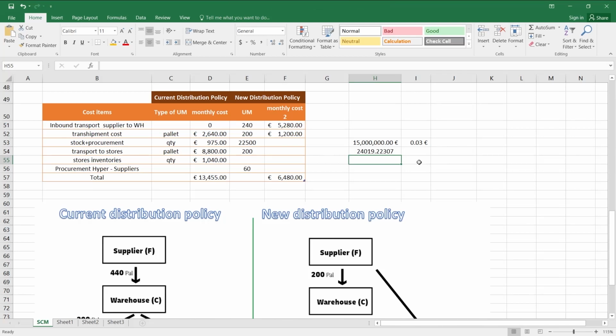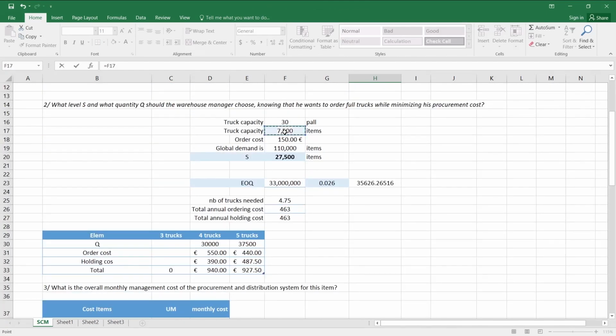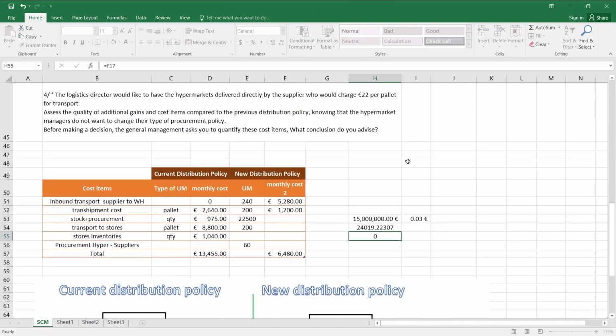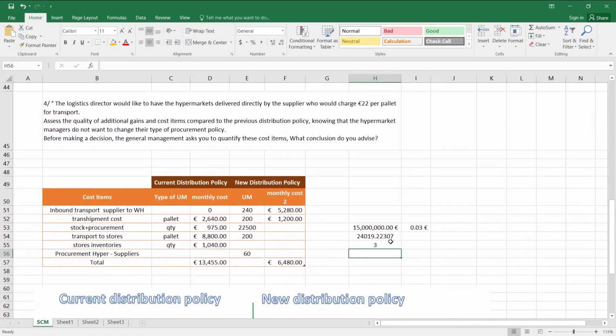24,019 items. So let's divide it by the capacity of the truck in terms of items, which is 7,500, to know what is the number of trucks that we are going to need. So it is 24,019 divided by 7,500, and that will give us 3.20 trucks.